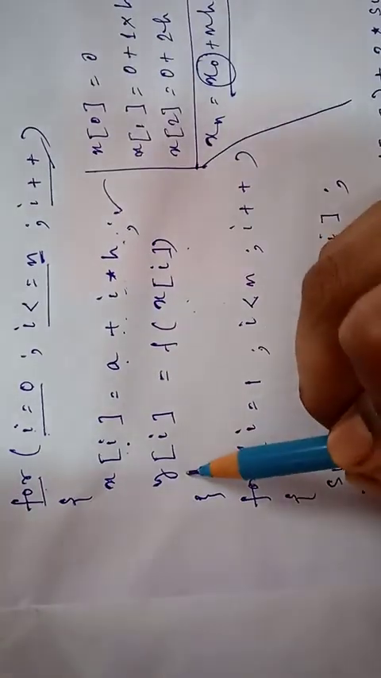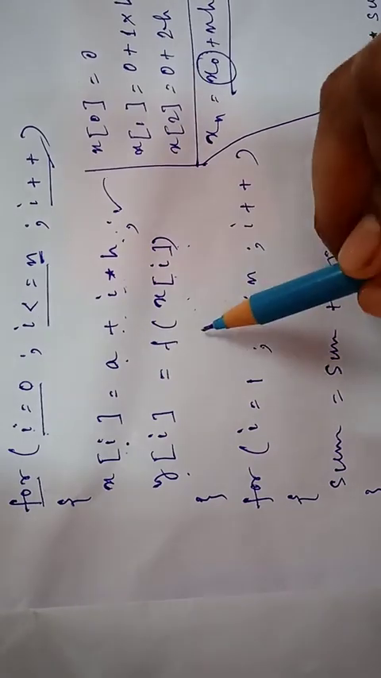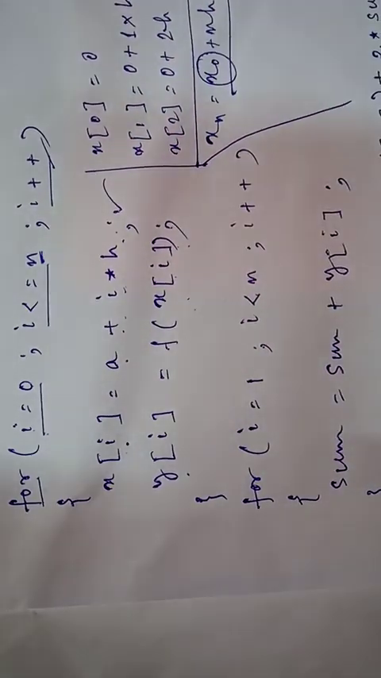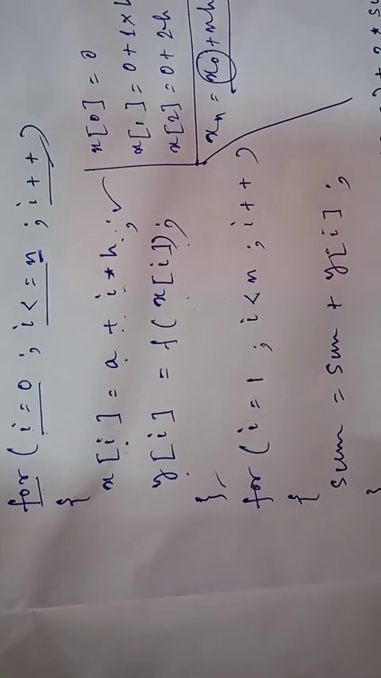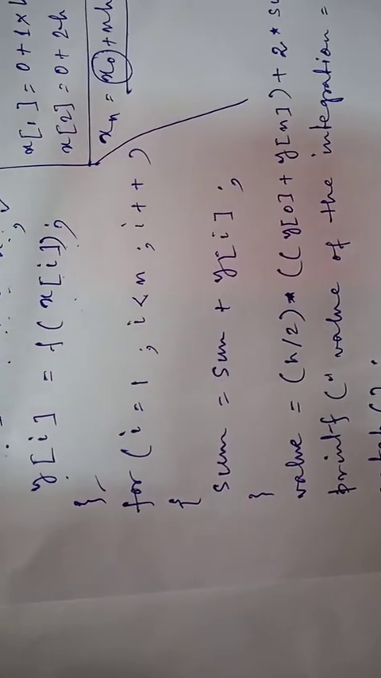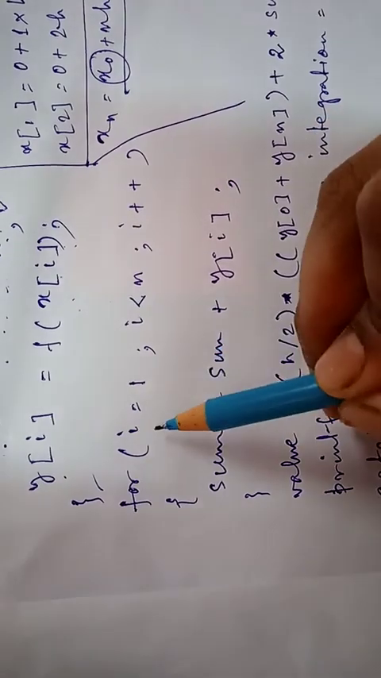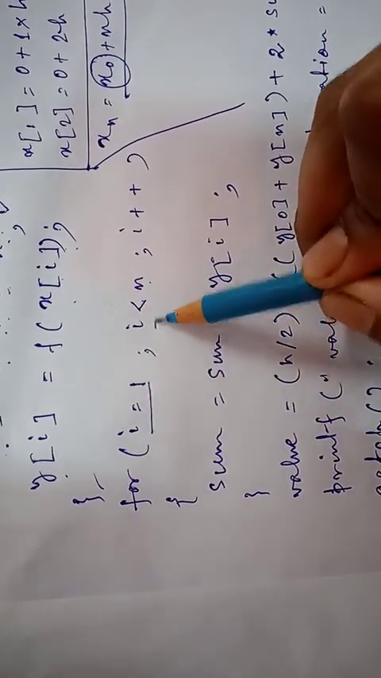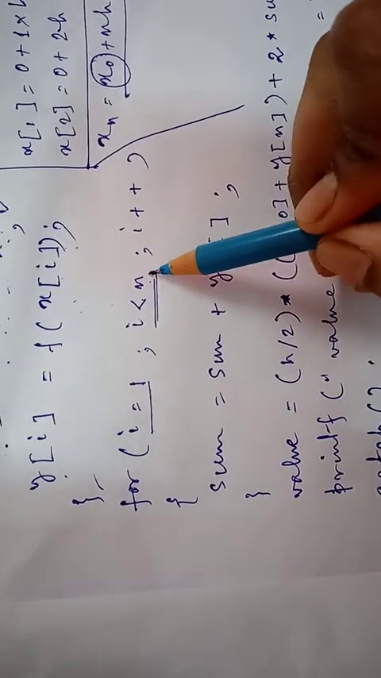Okay, and yi is the functional value of xi. So yi equals f of xi, semicolon obviously. So the for loop is closed. Now we are taking another for loop. Here we are starting from i equals 1 and ending at i equals n minus 1, that is, i is strictly less than n.